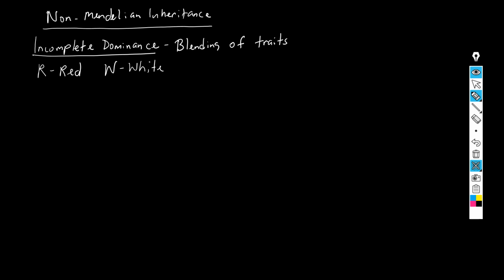Now, the text and a lot of other methods that are used use prime. So they would use R for red and R prime for white. I feel like that gets a little bit confusing. So with incomplete dominance problems, I like to use different letters to represent the different alleles. And that just helps me better keep it straight. But use whatever method works for you.